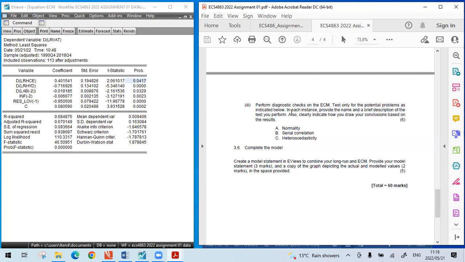Okay, we have been ticking boxes. Let's push quickly. We are about to finish. So we want to test for normality. We want to test for serial correlation. We want to test for heteroscedasticity. So how do we do it?